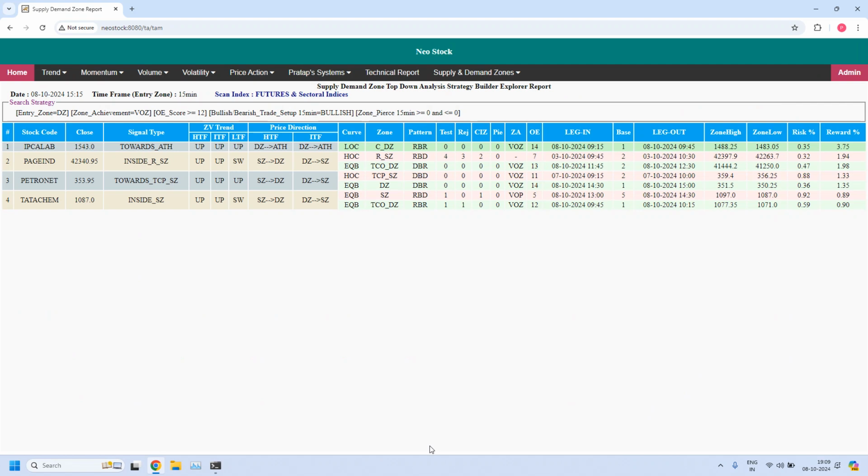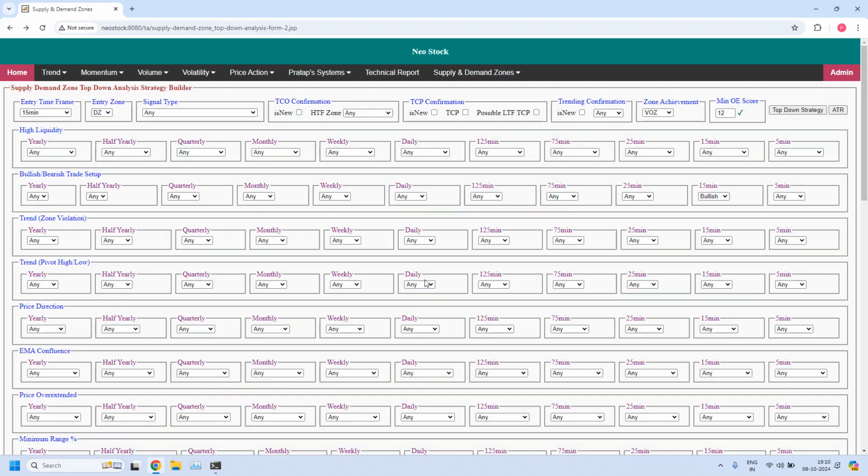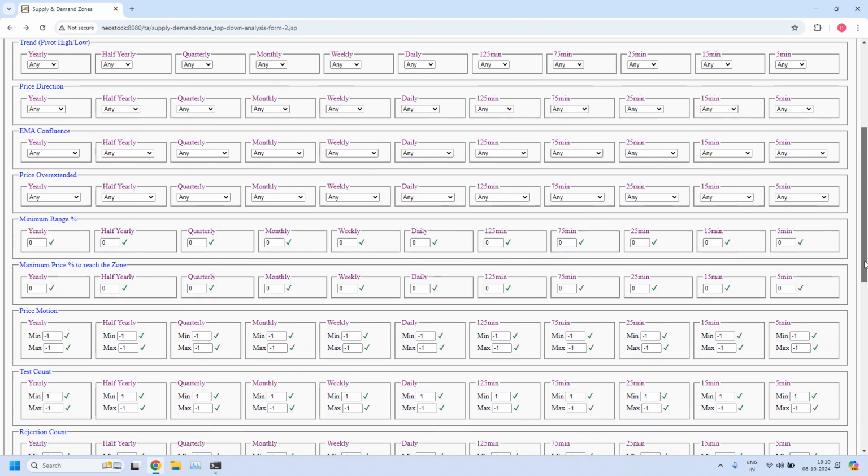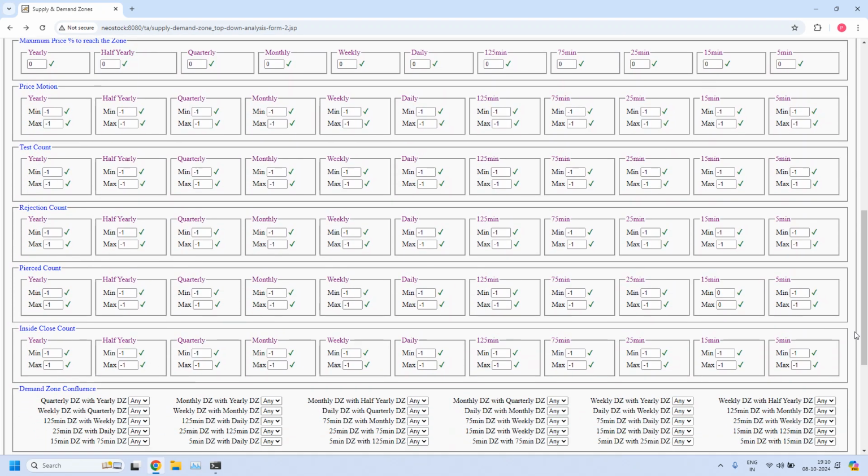Only 4 stocks are filtered. These 4 stocks are currently supporting a bullish trade setup for daily income trade, that is, entry time frame 15 minutes. Out of these 4, how many have ITF confluence? That means the 15 minutes demand zone should be part of the 75 minutes demand zone. Let's verify. In the demand zone confluence, 15 minutes demand zone with 75 minutes demand zone, I am enabling the filter.